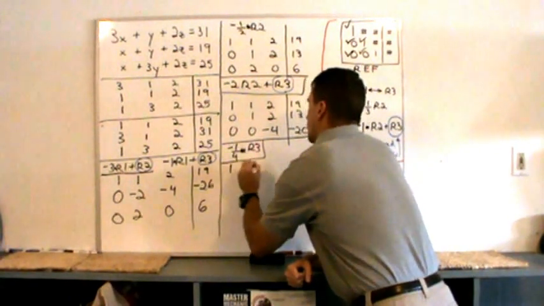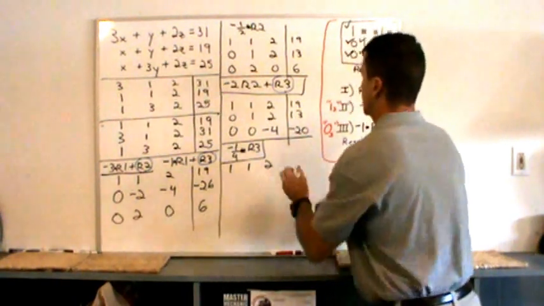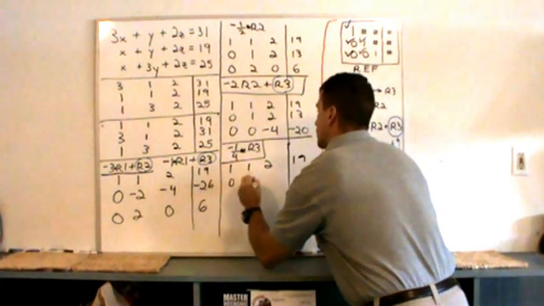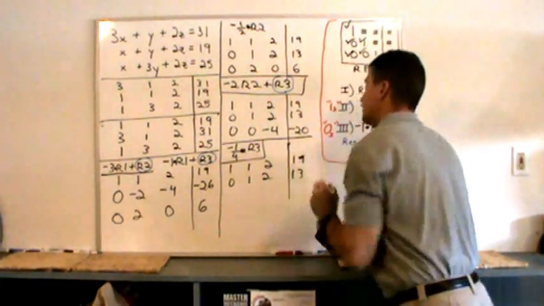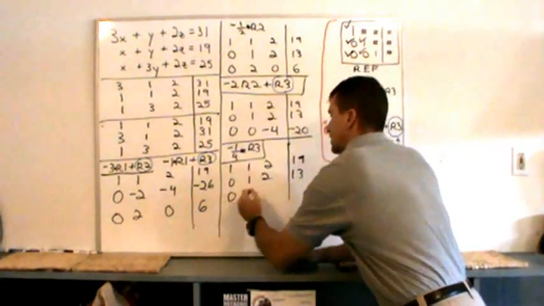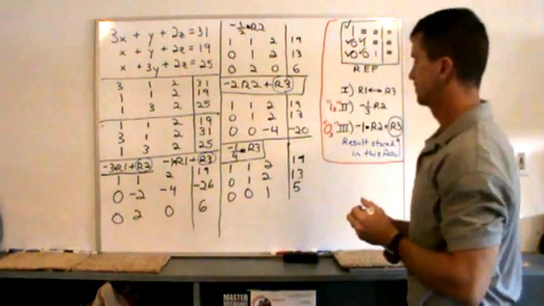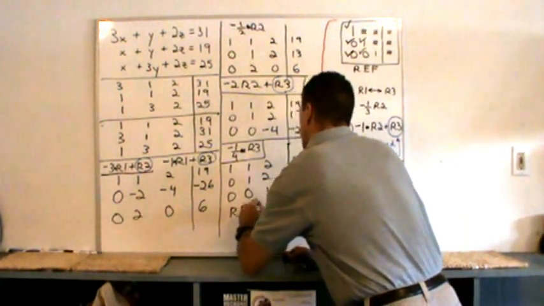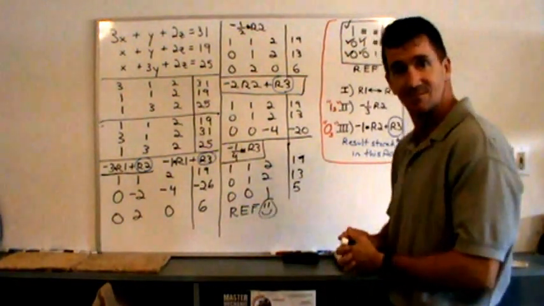I get 1, 1, 2, 19. I want to keep this lined up with this. 0, 1, 2, 13. And here we go. Multiply a negative 1/4, stays 0. Multiply a negative 1/4, that stays 0. Multiply a negative 1/4, that's a 1. Multiply a negative 1/4, that's a 5. And this is now in REF form, row echelon form. Now all we have to do is put the variables back, and we'll have this thing solved.